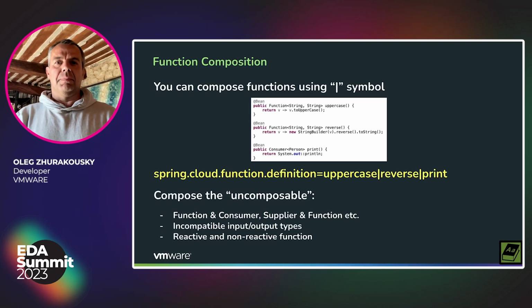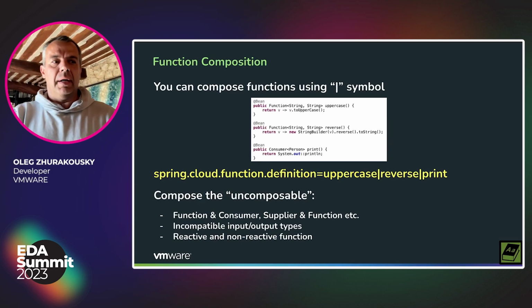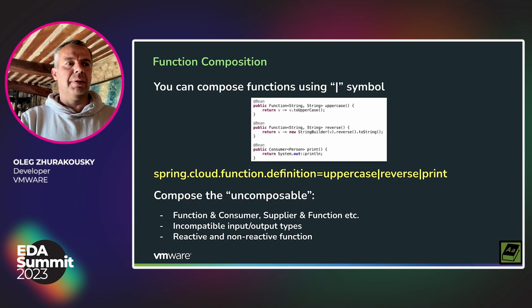The benefit of using Spring Cloud Function is that we provide a bit of extra. So for example, composed and composable. In pure Java function composition, you cannot compose a function and a consumer, right? But with us, you can, because, for example, composing a function and a consumer, the end result is just a consumer. The same goes for a supplier and a function. The result is still a supplier.